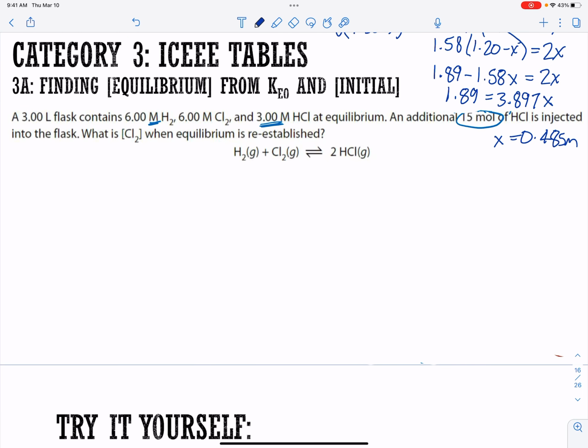Okay, one more problem here. We'll try another ICE table one. It says finding the equilibrium concentration from Keq and an initial value. We'll try one more problem here. So we've got a 3-liter flask this time. And it tells us the molarity of these different things at equilibrium, but we're adding some moles of HCl into the flask. So again, we're going to set this up. We're going to do an ICE table because we have no values at equilibrium.